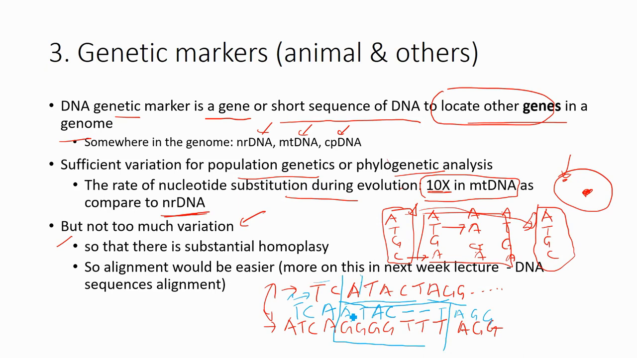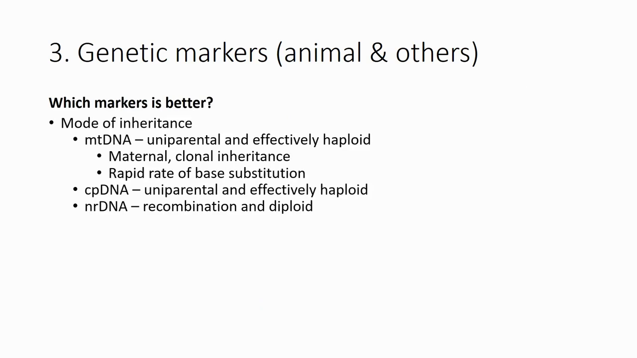Okay, so now I know that there are a lot of mutations, 1, 2, 3, 4, and also there's a deletion or insertion in the intron region. Okay? So this is what I mean by alignment, DNA sequence alignment. Since there are many different types of markers, which marker is better?